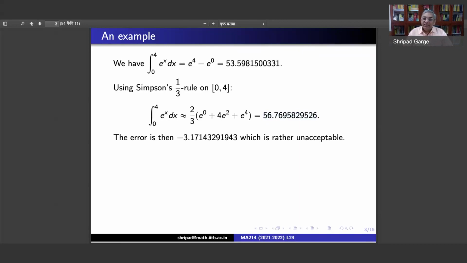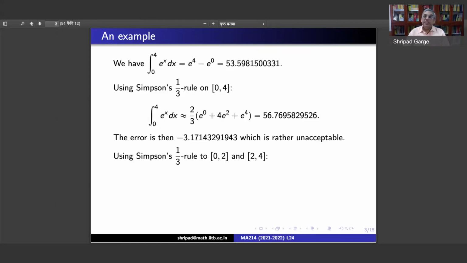So that is almost an error of 3, which is rather unacceptable. Meaning out of 50 you are giving the error to be 3, and it's supposed to be the best rule, and our interval is also not very large. It's just the interval of length 4, and therefore this error is rather unacceptable.